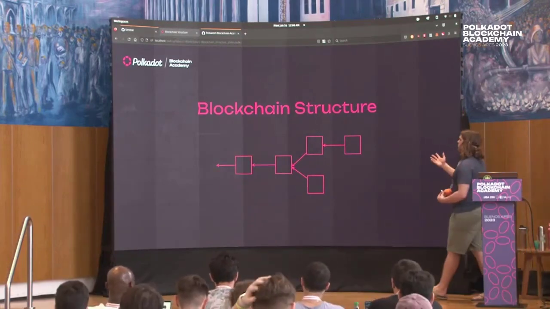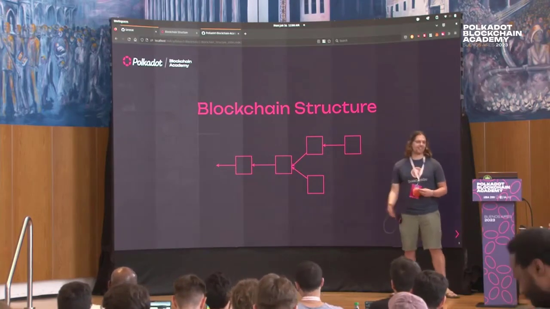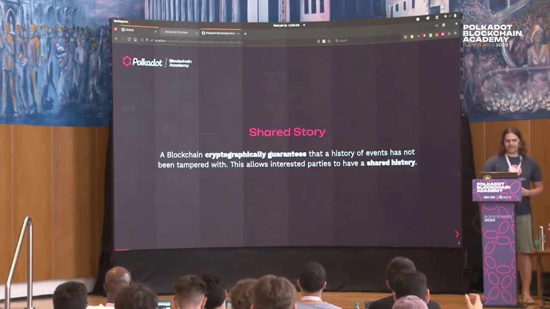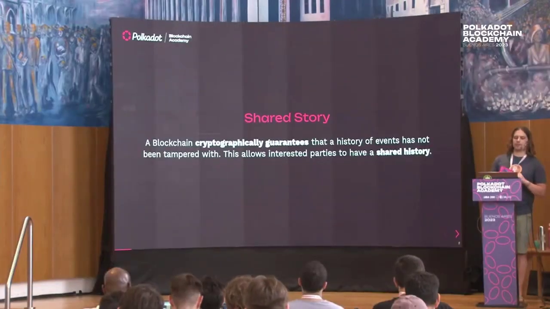So here it is. This is our first picture of a blockchain, I think, right? We finally made it, guys. We got a blockchain. Hooray. Let's see what goes inside of it. Blockchain cryptographically guarantees that a history of events hasn't been tampered with. So it allows all the interested parties, basically the users and service providers, to have a shared history. So what we're going to do now is see how we can use cryptography to enforce that common shared history that I talked about before.